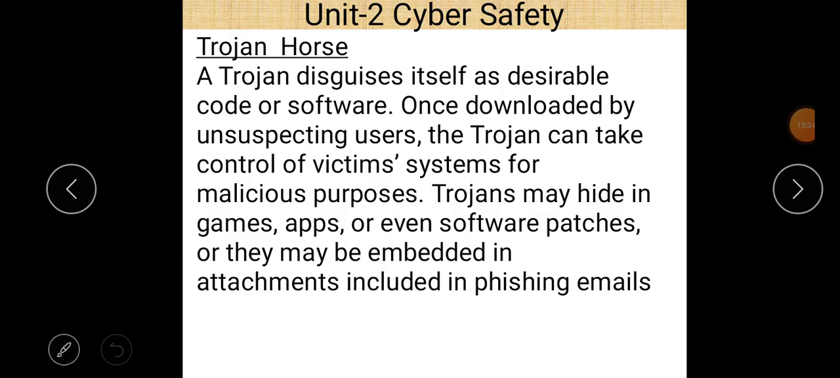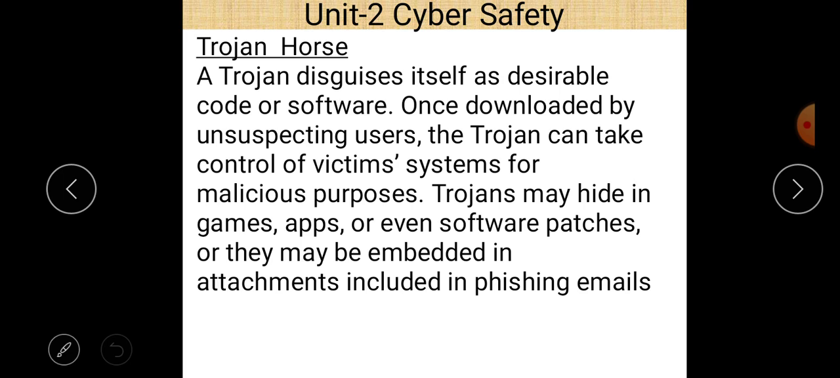Next is the Trojan horse. What is a Trojan horse? It is one of the most dangerous malware. A Trojan disguises itself as desirable code or software. Once downloaded by unsuspecting users, the Trojan can take control of victim systems for malicious purposes. Trojans may hide in games, apps, or even software patches, or they may be embedded in attachments, including phishing emails. The concept of phishing was already discussed in our last lecture, where I also introduced the concept of the Trojan horse. The first important point is that a Trojan horse disguises itself as desirable code or software.